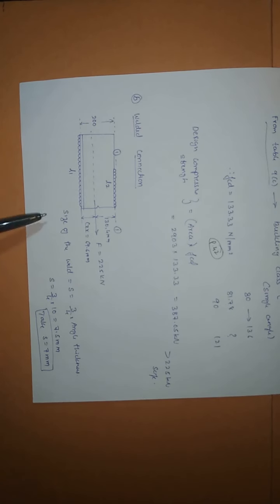Here for the size of the weld, we use this formula: 3/4 into angle thickness. 3/4 into the angle thickness of 10 millimeter gives the size of the weld, 7.5 millimeter. Of course, let us take 7 millimeter as the size of the weld. S is equal to 7 millimeter.